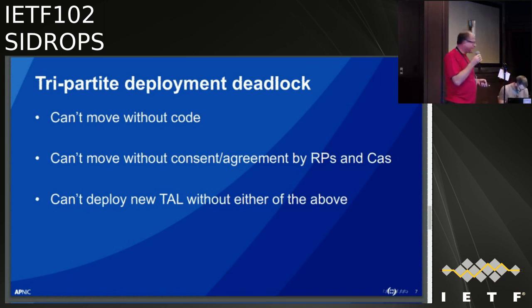Well done. Okay, so this is kind of a three-way deadlock, you know. Both wrestlers are on the ground and the ref is knocked out too. We can't move without code and we haven't got any code. We can't move without consent from the people involved. We haven't sought consent. And we can't deploy a new TAL without either of the above. So basically, nothing's happening here.